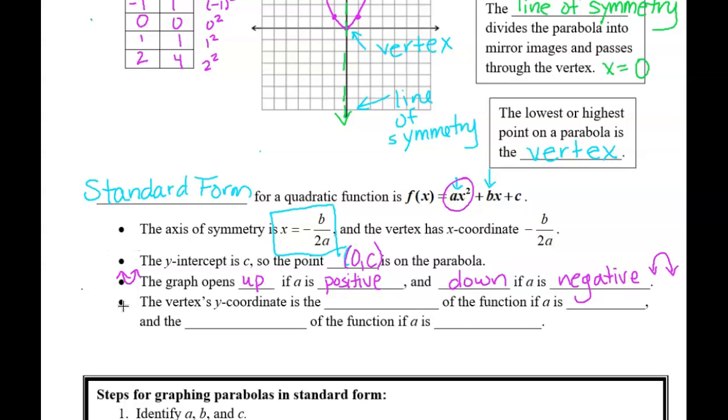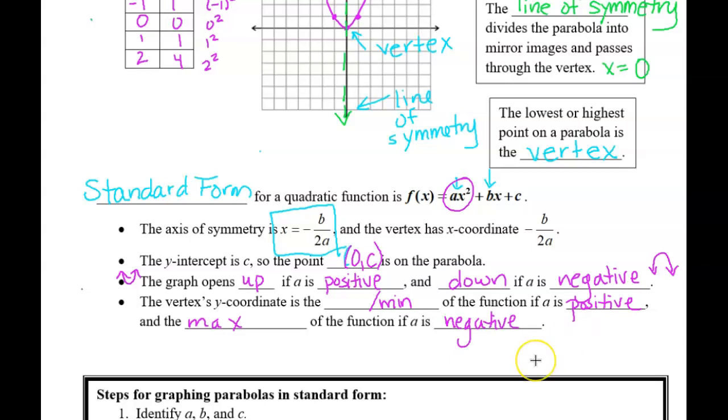The vertex's y-coordinate is the what of the function? Well, we call it the max or min because it's the y value, okay? If a is positive, it opens up, and so that's going to be a minimum. And it's going to be a maximum if our graph opens down, and so a is negative. So it's the highest or lowest point.